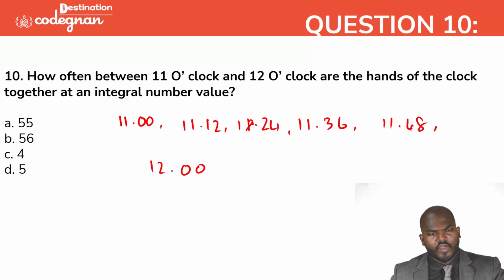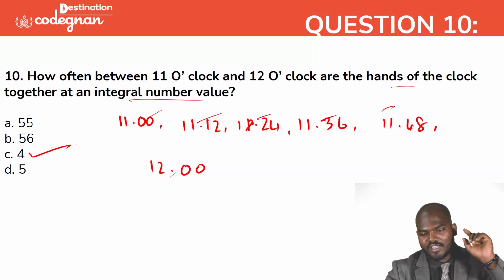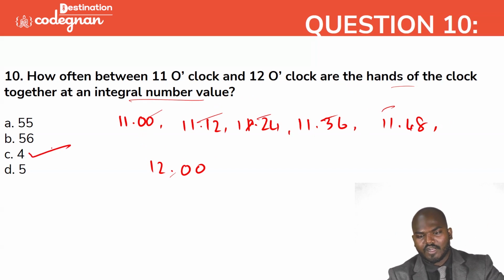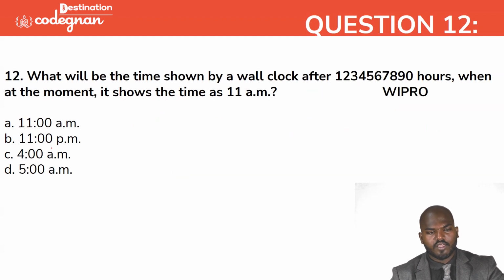So how often between 11 o'clock and 12 o'clock are the hands of the clock together? These are the places where they are together. Between means in between 11 and 12. Then 1, 2, 3, 4. Option C is the very correct answer here. Everyone clear, guys? Done.